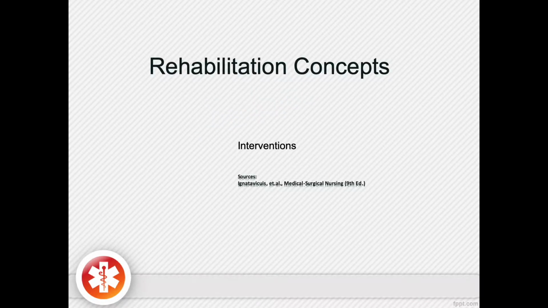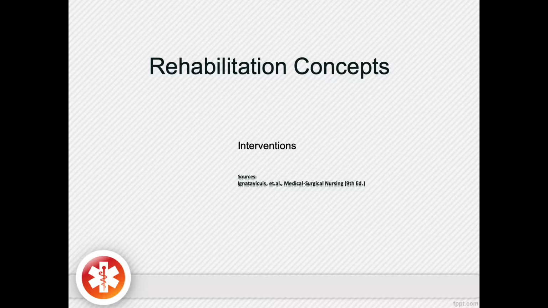And in this episode, part of the rehabilitation concepts, we will look at some of the interventions required by the nurse to treat the patient within the rehabilitation settings. Sources for this episode include Iggy's Medical Surgical Nursing, 9th edition.